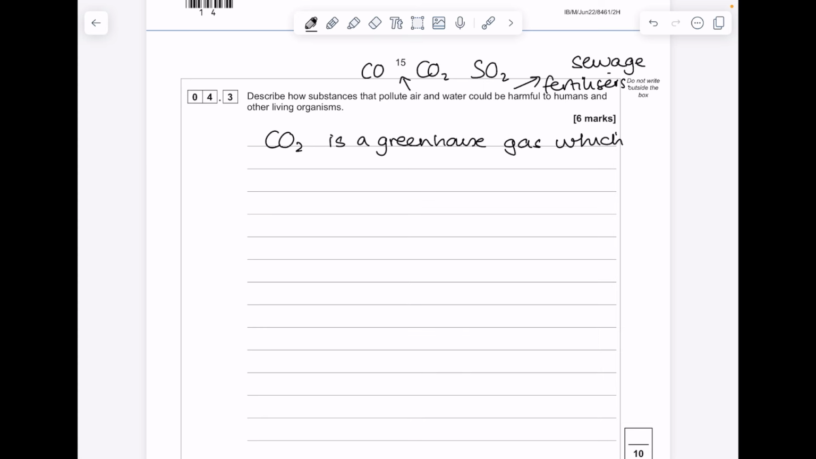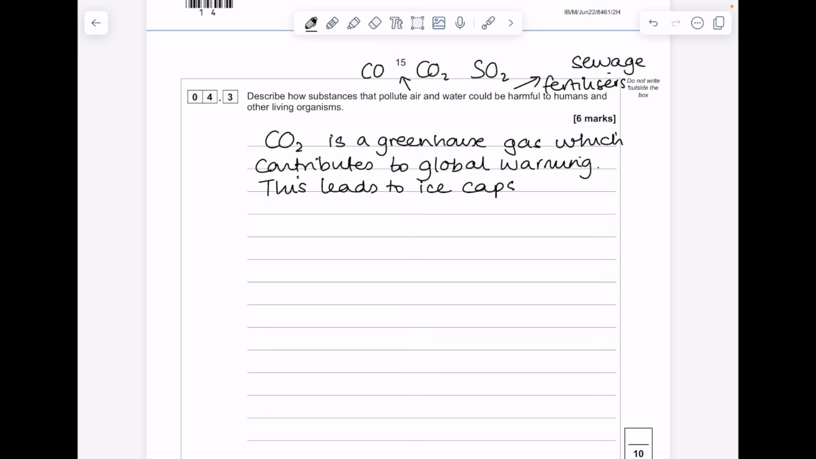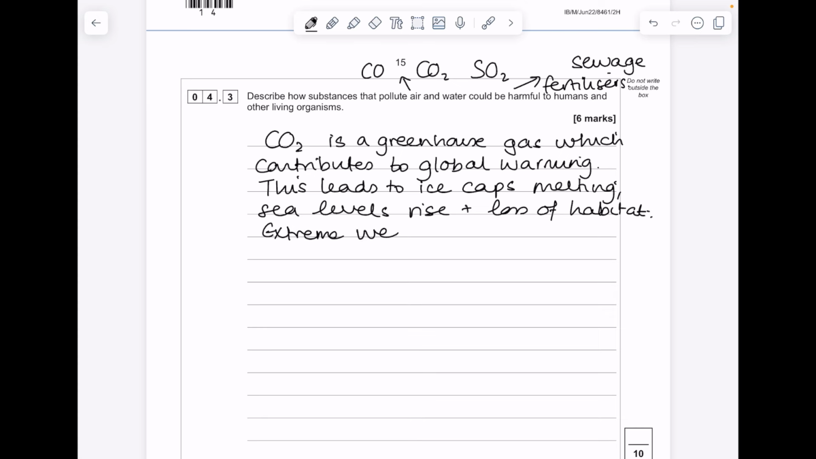which contributes to global warming. What effects does global warming have? This leads to ice caps melting, sea levels rise, and loss of habitat occurs. You'll also see extreme weather and change in bird migration patterns. So that's enough on carbon dioxide.